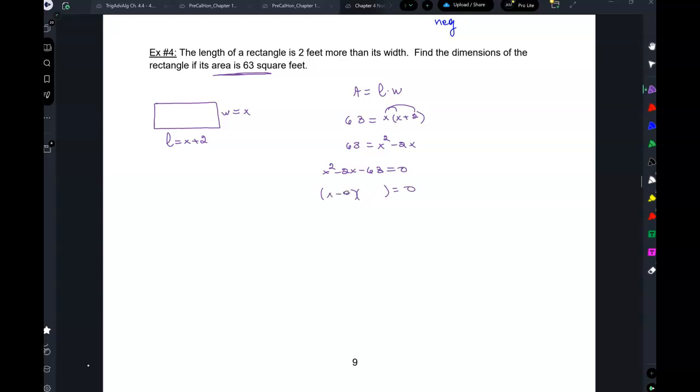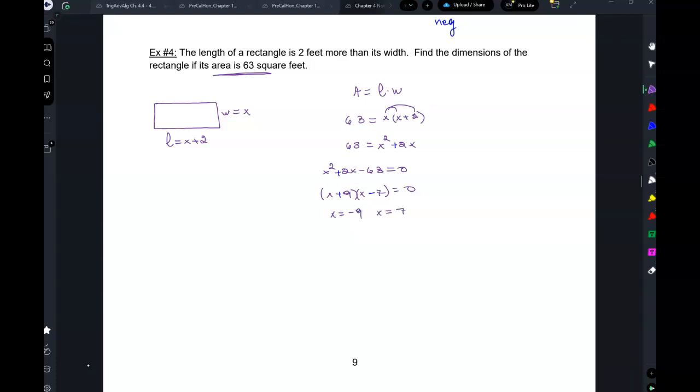So I'm feeling like negative 9 plus 7. What do you think? There you go. Oh no, this should be a plus. So then it's plus 9 minus 7. Now x equals negative 9, x equals positive 7.